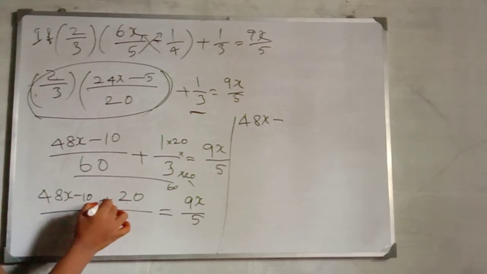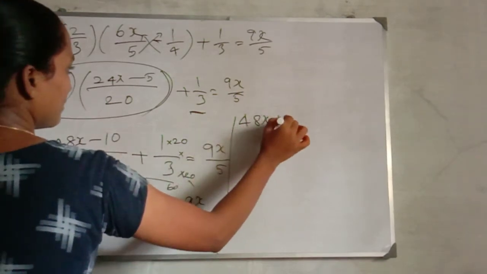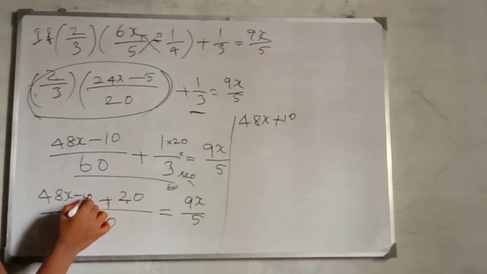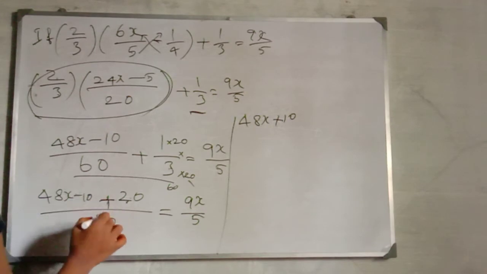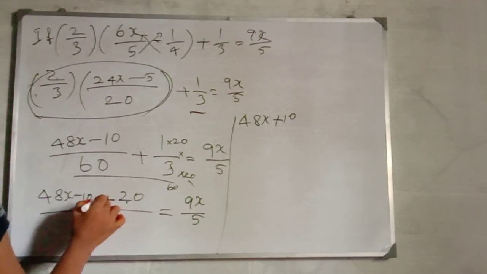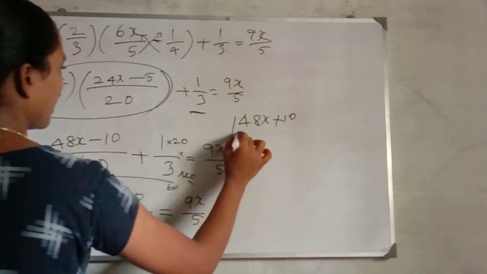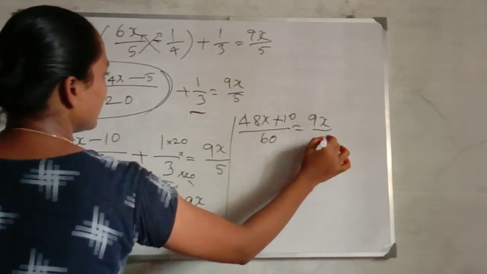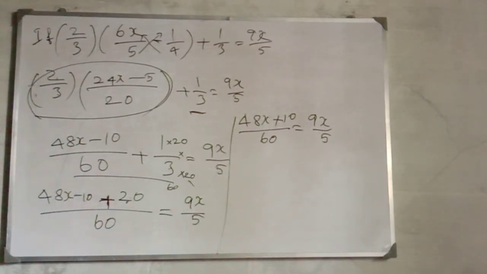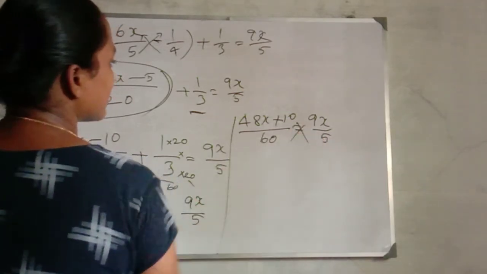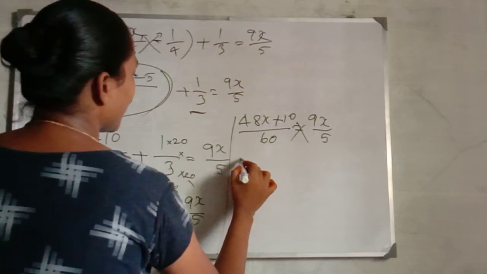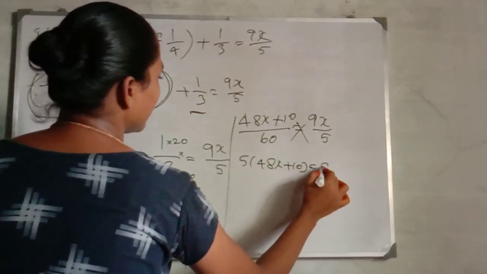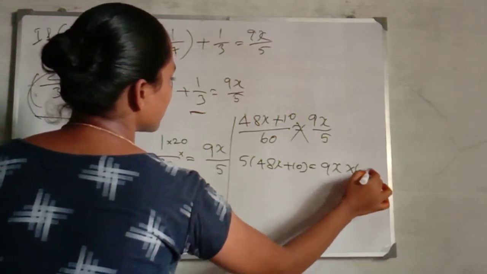What will be the answer? Plus 10, because the biggest number is 20. So 20 minus 10, 10. The symbol will be plus because the biggest number is 20. So plus 10 divided by 60 is equal to 9x by 5. Let me cross multiply this time. So 5 into 48x plus 10 is equal to 9x into 60.